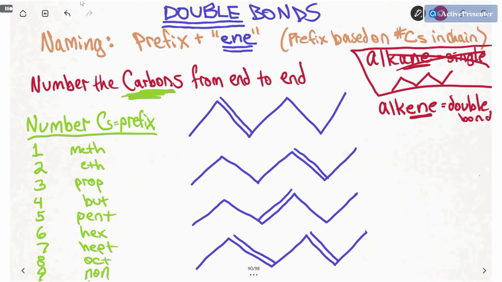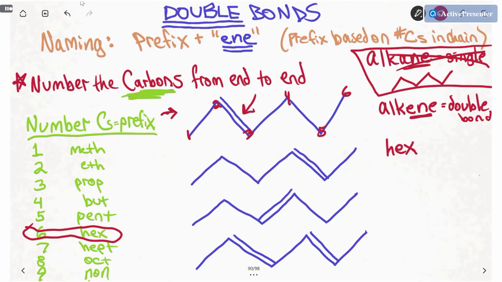So like for instance, we have these 4 here. Let's do this top one first. You still want to number the carbons from end to end. That doesn't change. So 1 carbon, 2 carbons, 3 carbons, 4 carbons, 5 carbons, 6 carbons. And that 6 means hex, right? So we know the prefix is going to be hex. And since this has a double bond in it, it's not going to be hexane, it's going to be hexene. So hexene, it has 6 carbons and a double bond.